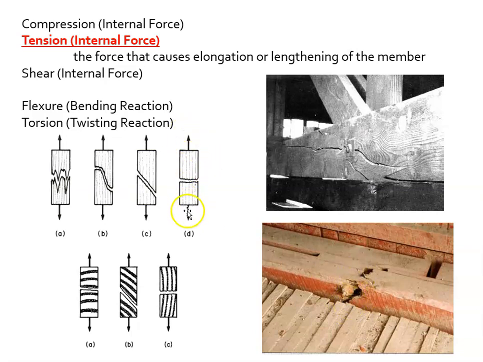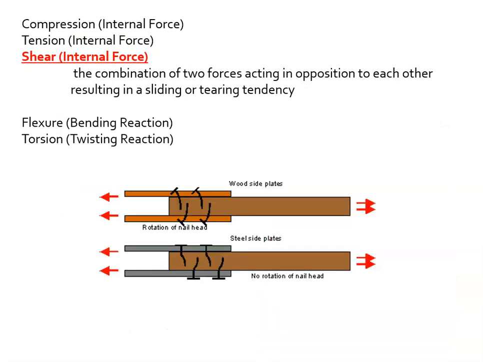And we have 2 arrows pointing opposite directions. Same happened here. This whole piece was pulled in tension, and that's why that split occurred. So again, relative to the wood grain, there are different ways the wood could fail. That's beyond our concern at this point. Okay, shear, another internal force, the combination of two forces acting in opposition to each other, resulting in a sliding or tearing tendency.